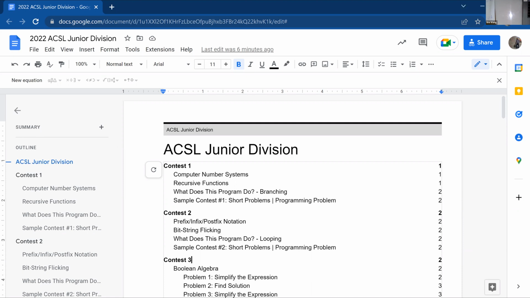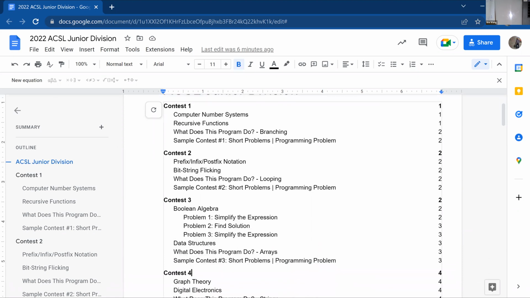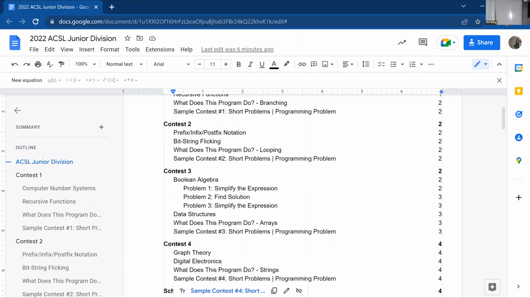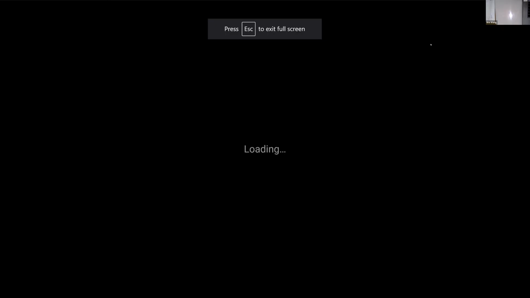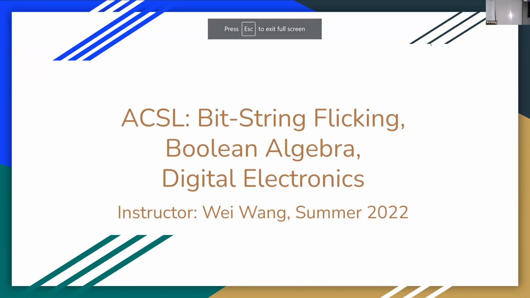And then also digital electronics. All these 3, okay, today. And after that, we still have graph theory to go through, and data structures, and then also programming problems. Okay, we're going to talk about that in later sessions. So now let's get started. So these are what we're going to talk about today: bit string flicking, Boolean algebra, and digital electronics.